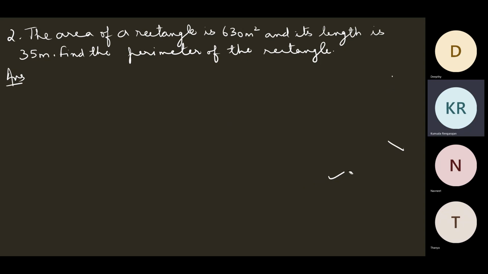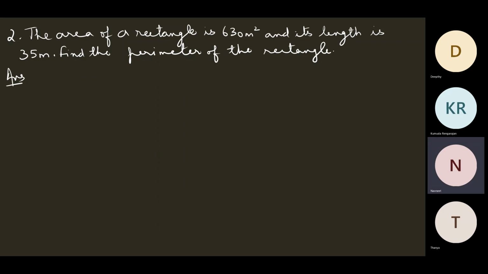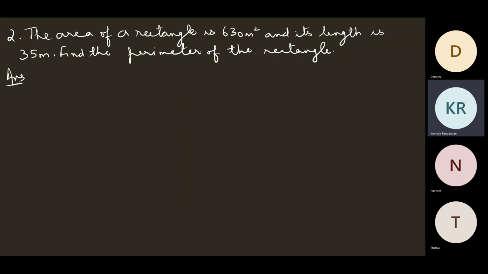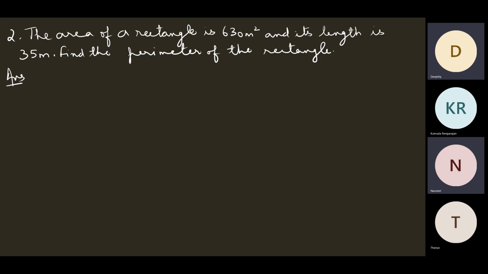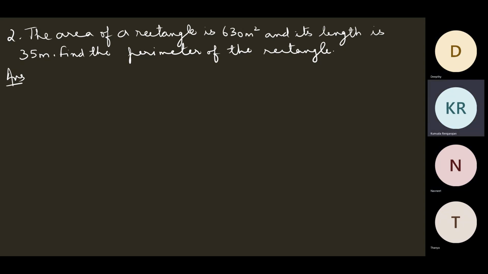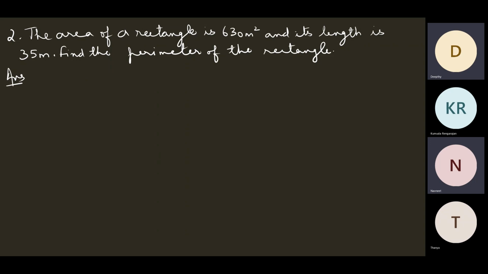Now, somebody repeat what I said. Okay, I'll ask you questions. What are we to find in this question? We have to find the perimeter of the rectangle. So what are the two values you need to find the perimeter? Length and breadth. Is the length known to you? Yes, ma'am. Is the breadth known to you? No, ma'am. Okay, that means you have to first find the breadth.